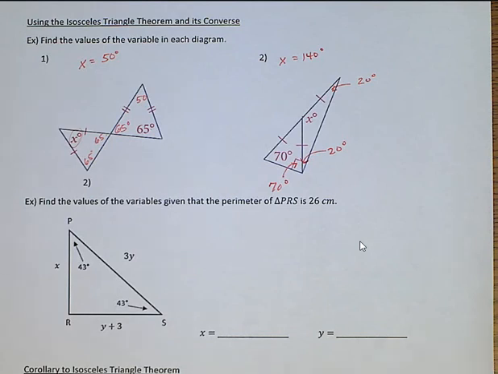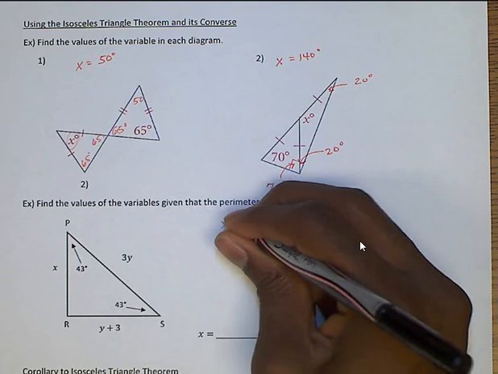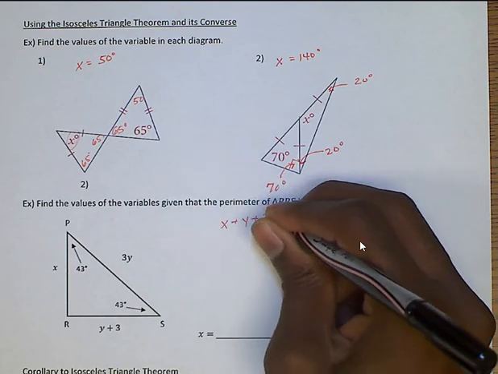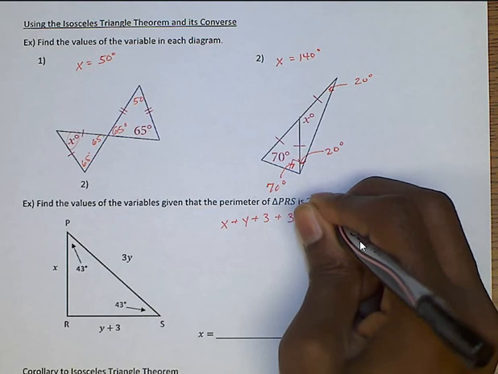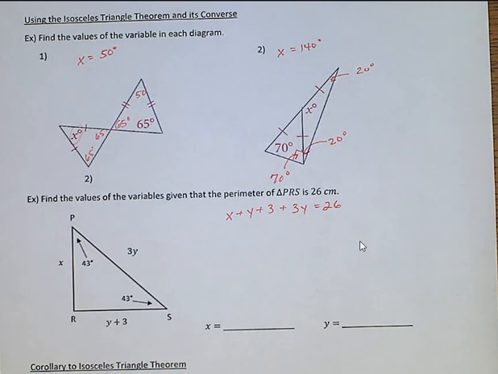Alright. We can do the same thing here. I'll go a little bit faster. Okay, so here we go. They told us that the perimeter of triangle PRS is 26. So that means if I add x plus y plus 3 plus 3y, I should get 26. Only issue with this is, well, I have two variables. This is where knowing this isosceles triangle helps me though.